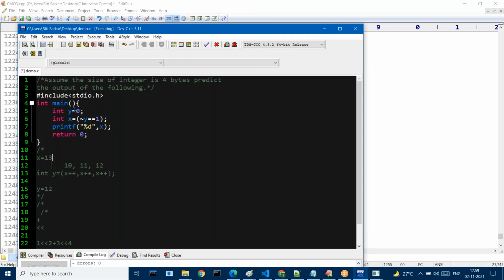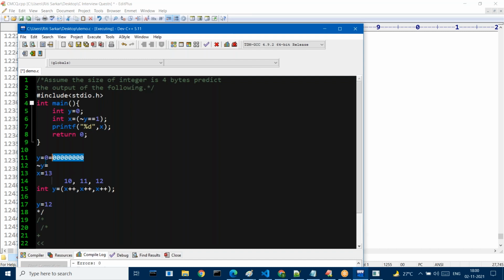Okay, your prediction is 1. Now see, y is equal to 0. Who is having high precedence? The bracket portion will be evaluated first. In the bracket portion, which part will be evaluated? This one. Why? Sir, unary operator has high precedence. Complement of y. Complement of y means, sir, 0 means all 0.